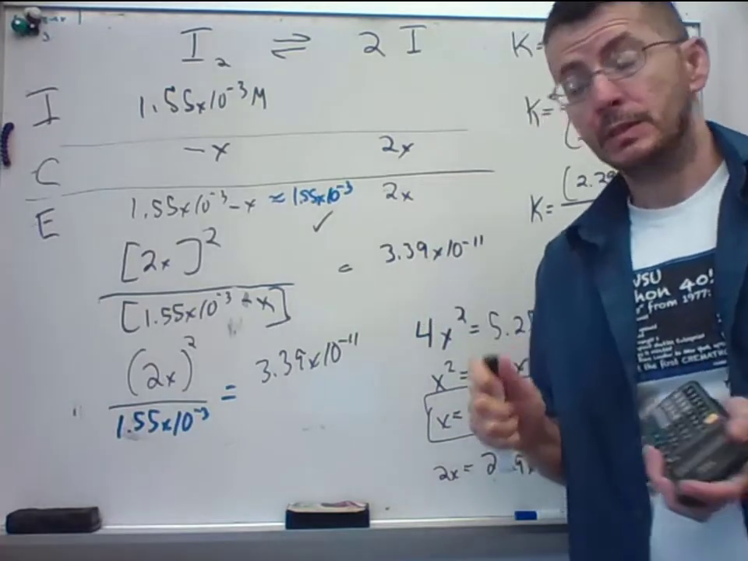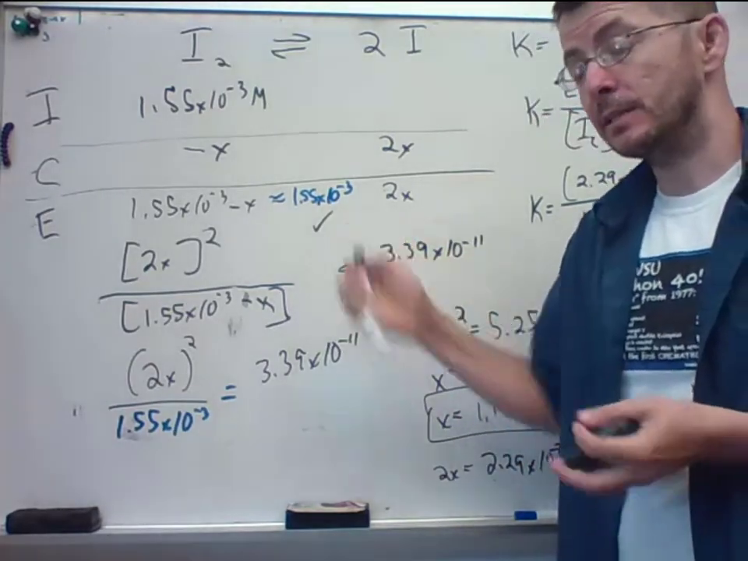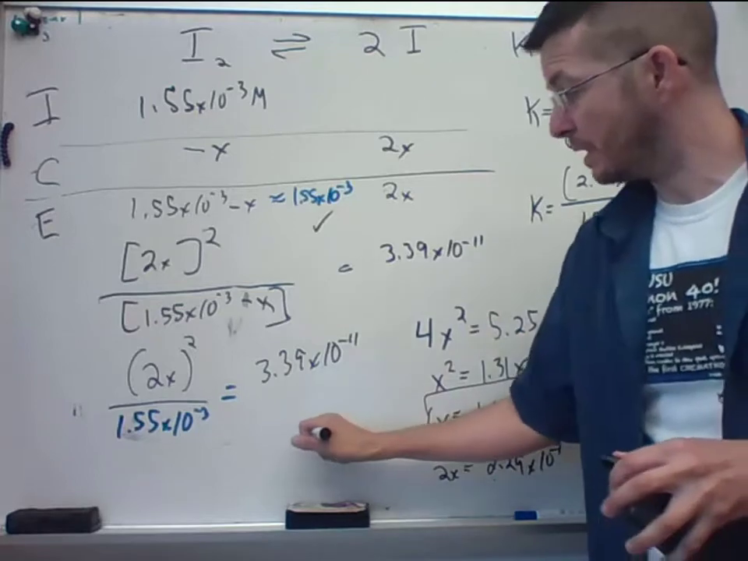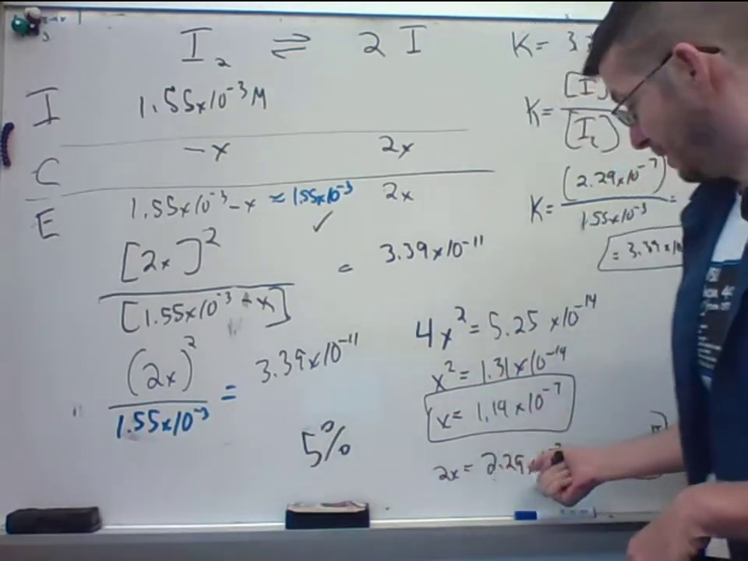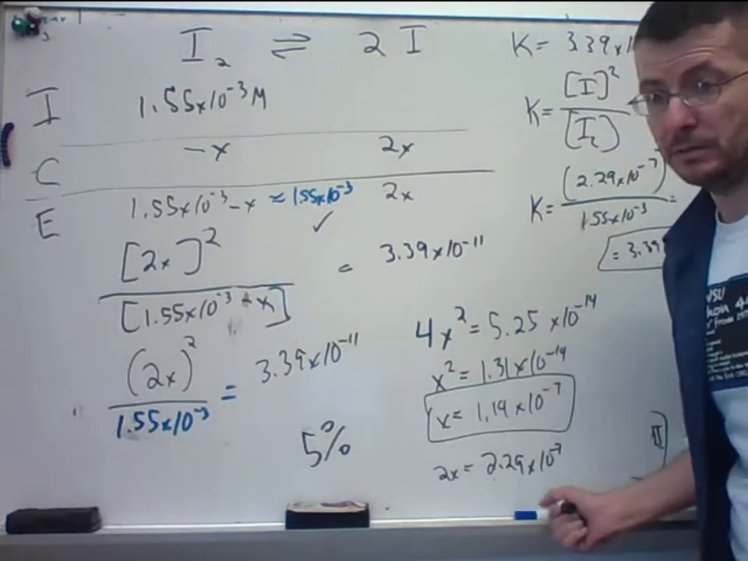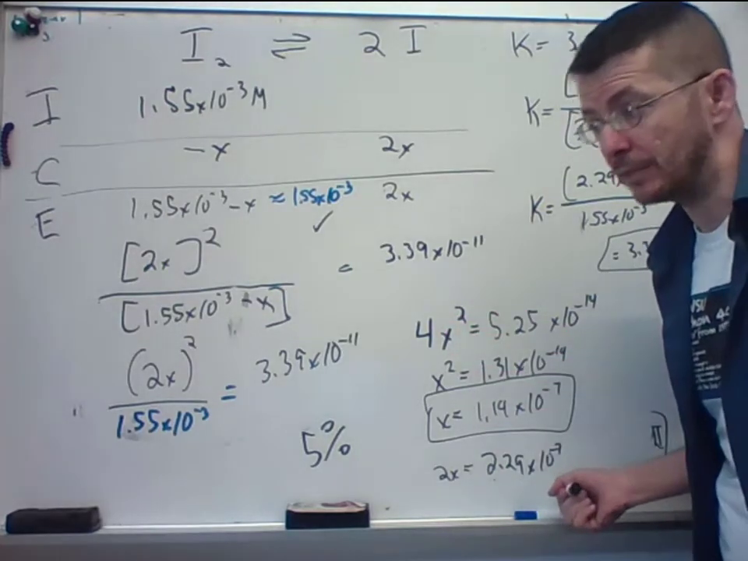Check the assumption, as long as this is valid. Usually our rule of thumb is within about 5% of the value. This is 3 orders of magnitude. This is 1 out of 1,000.